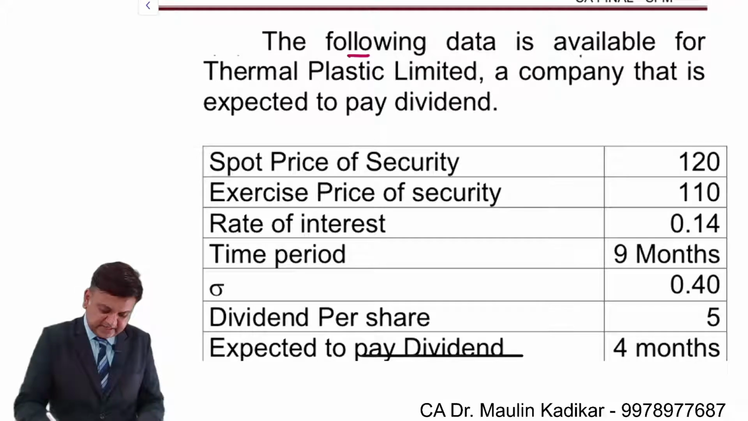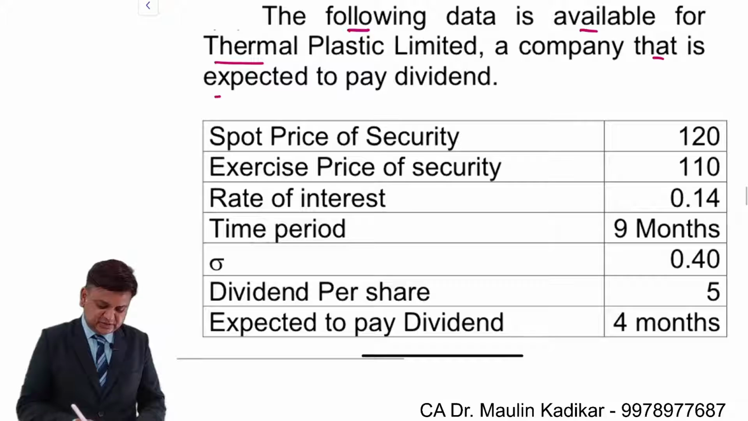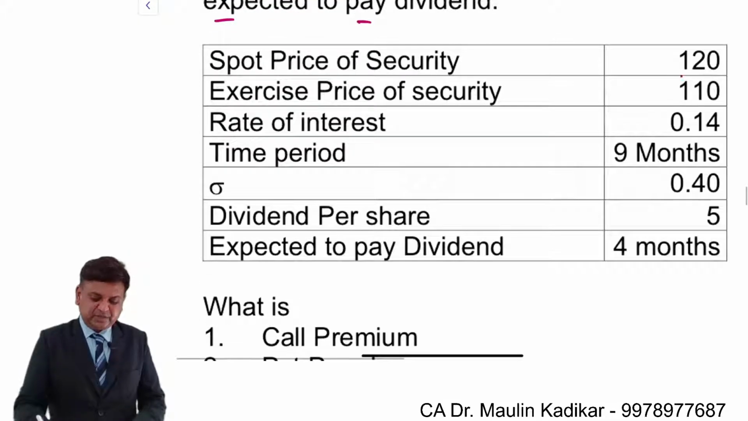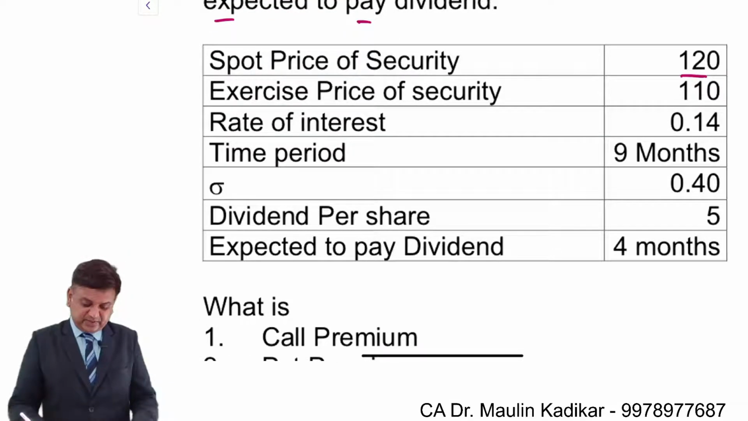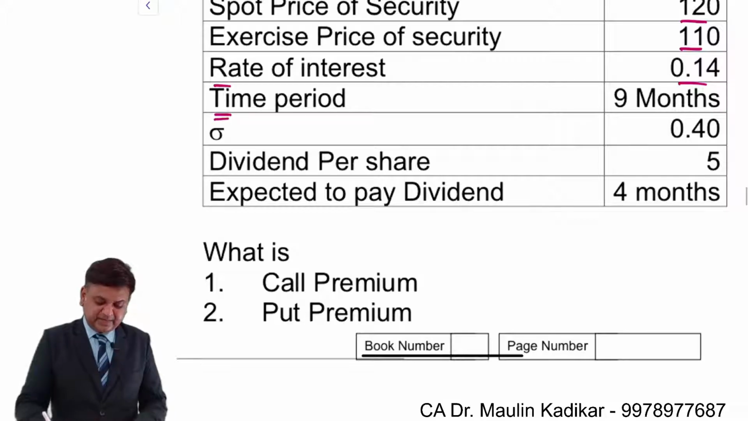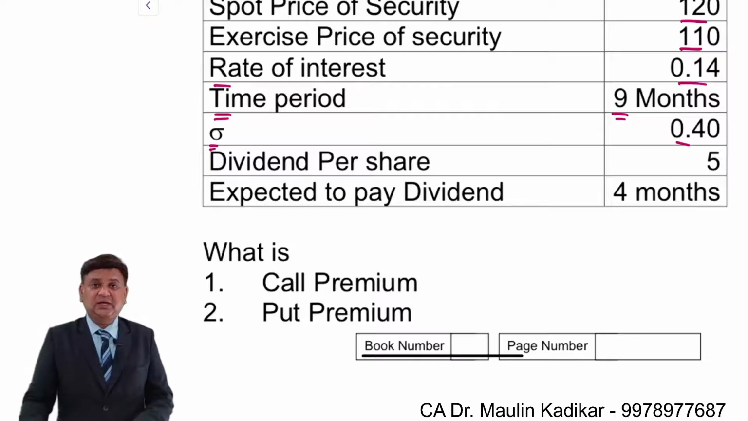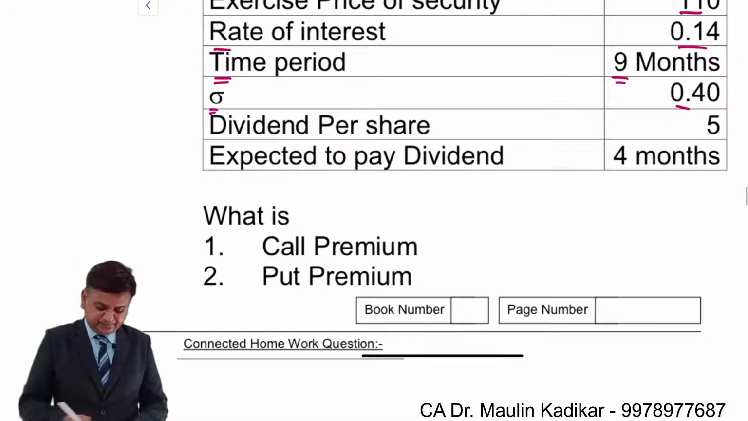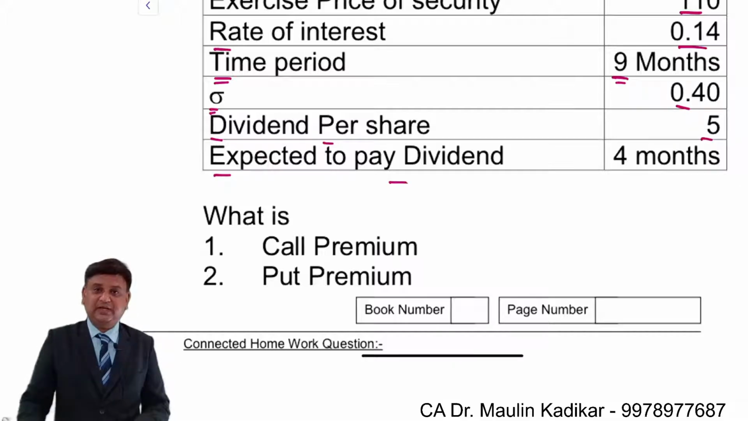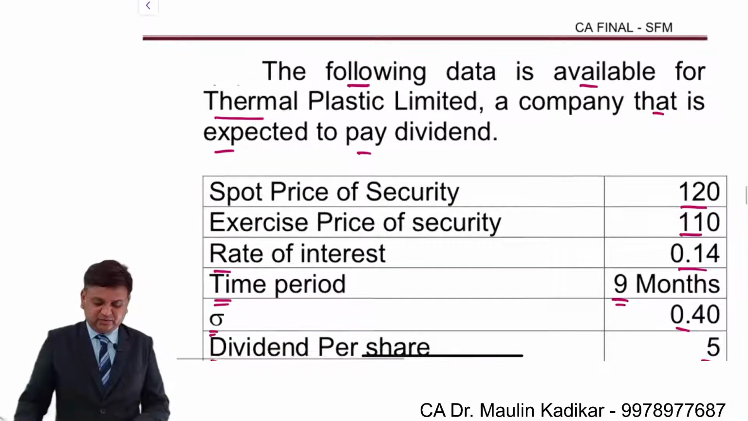The following data are available for Thermal Plastic Limited, a company that is expected to pay dividend. Spot price of equity share is 120. Exercise price is 110. Rate of interest is 14%. Time period is 9 months for the option. Standard deviation is given, that is 0.40. Amount of dividend is given, 5 rupees, and it is expected to be paid in 4 months. Call premium and put premium is required to be found.